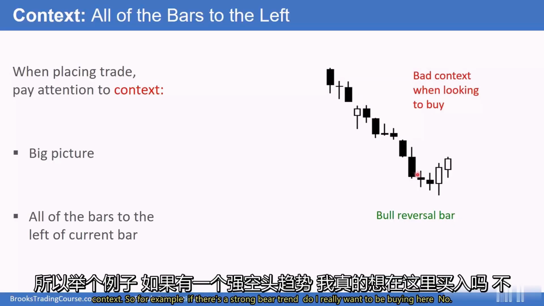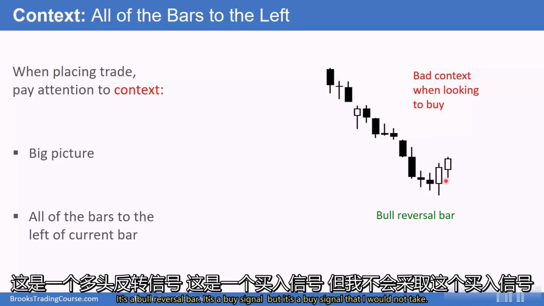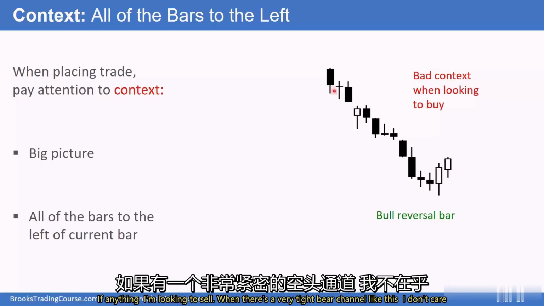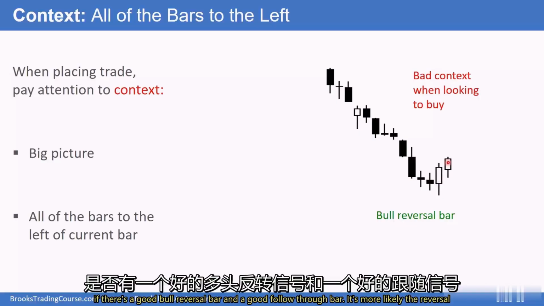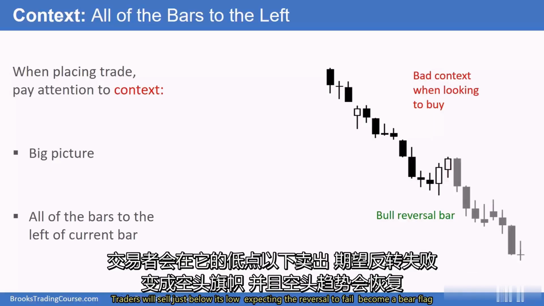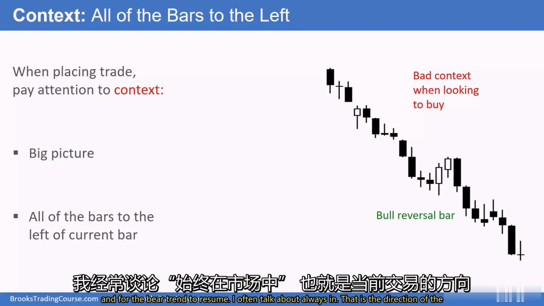So, for example, if there's a strong bear trend, do I really want to be buying here? No, it's a bull reversal bar. It's a buy signal, but it's a buy signal that I would not take. If anything, I'm looking to sell. When there's a very tight bear channel like this, I don't care if there's a good bull reversal bar and a good follow-through bar. It's more likely the reversal will fail, and this bull reversal will end up as a bear flag. This is a low 1 sell signal bar. Traders will sell just below its low, expecting the reversal to fail, become a bear flag, and for the bear trend to resume.